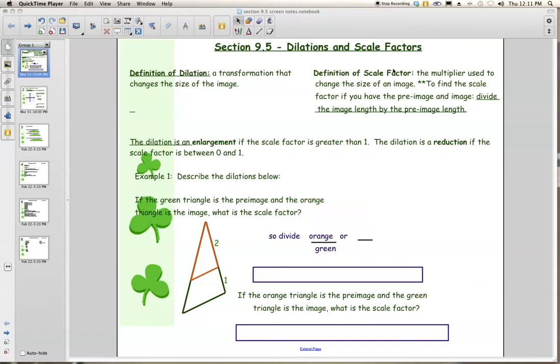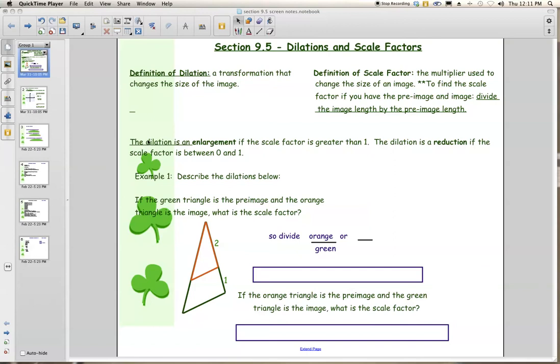We talk about scale factors because that's the multiplier that we use to make a figure either bigger or smaller from its pre-image. We will be multiplying and dividing. We will not be adding or subtracting with scale factors. If I give you the pre-image and the image and ask you to find the scale factor, then we would do that by taking the length of the image and dividing it by the length of the pre-image.